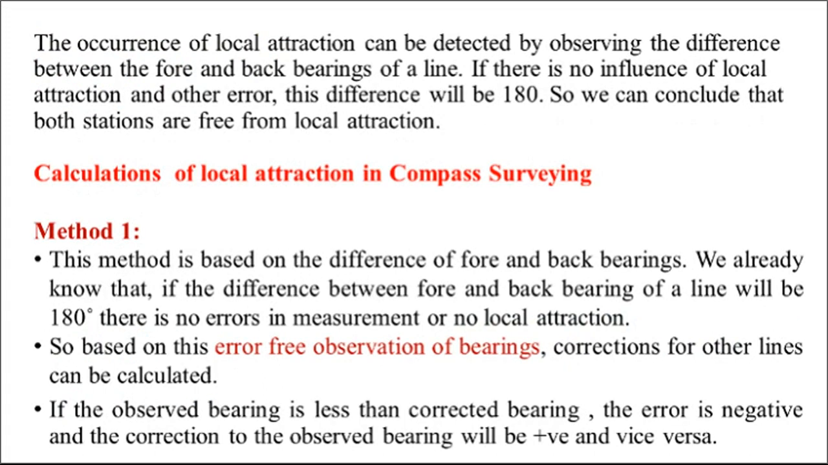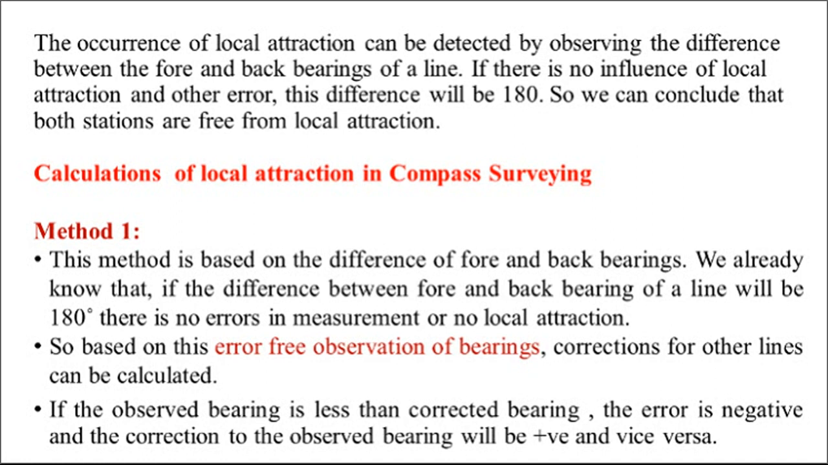Next, the occurrence of local attraction can be detected by observing the difference between the fore bearing and back bearing of a line. If there is no influence of local attraction and other errors, then this difference will be exactly 180 degree. So we can conclude that both stations are free from local attraction. Means if the difference between the fore bearing and back bearing for a particular line is exactly 180 degree, we can say that both stations are free from local attraction.